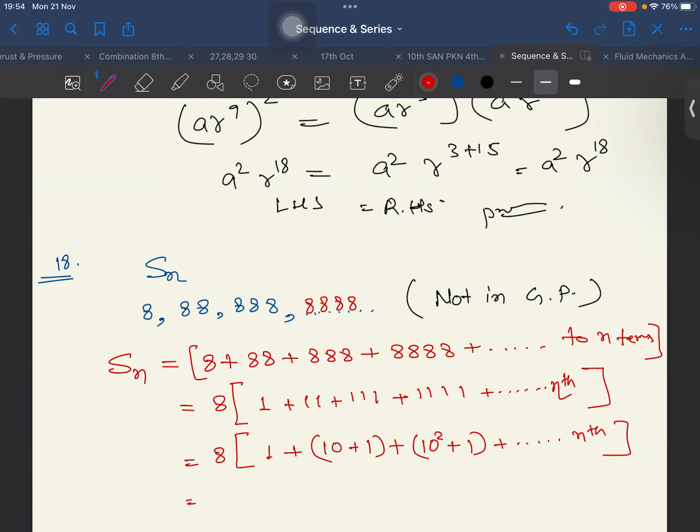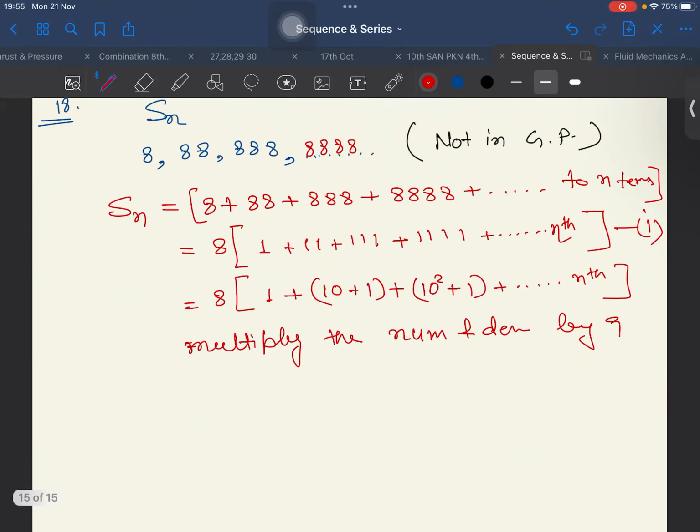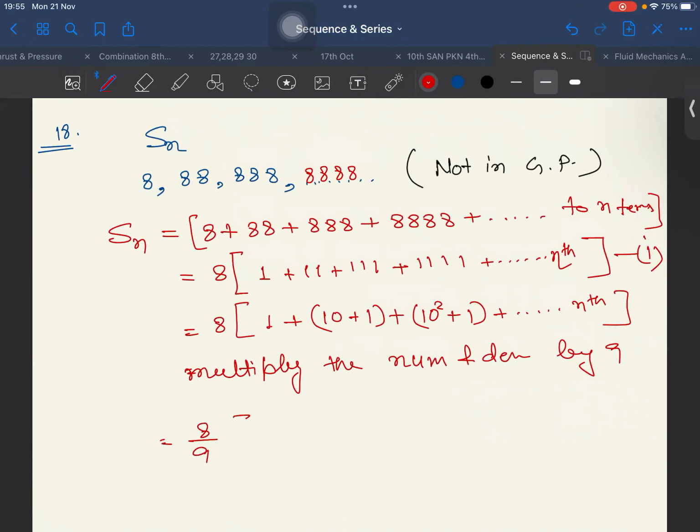Or we can also write this as, see, again, the first term is not the factor of 10. Okay, so it will be difficult. What we can do, we can multiply the whole term, this equation number 1, multiply the numerator and the denominator by 9. Why we are multiplying by 9 only? So this will become 8 by 9 multiplied by 9 plus 99 plus 999 plus so on up to n terms. What we can do here?